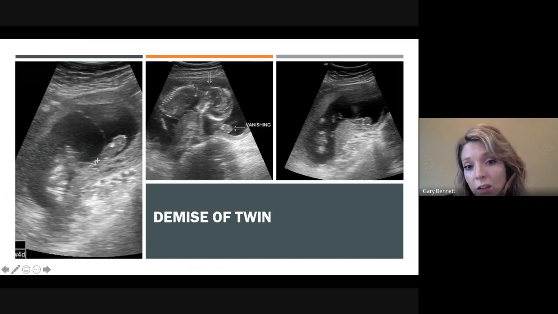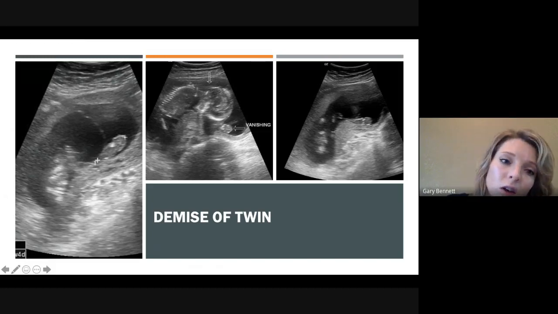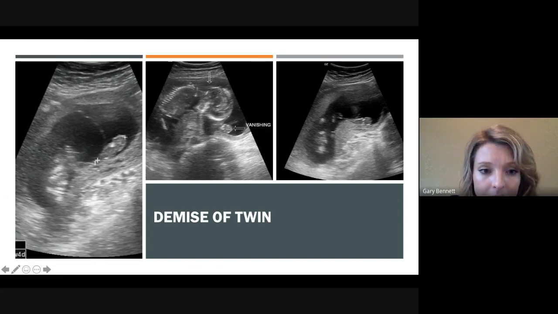Some people call it, again, vanishing twin. This one's kind of nice to visualize because it still has a decent amount of fluid in here, amniotic fluid, making it a lot easier to see the other fetus next to this one. Oftentimes, it does not have that much fluid, especially in one that died so early on. But that makes it a lot easier to see.